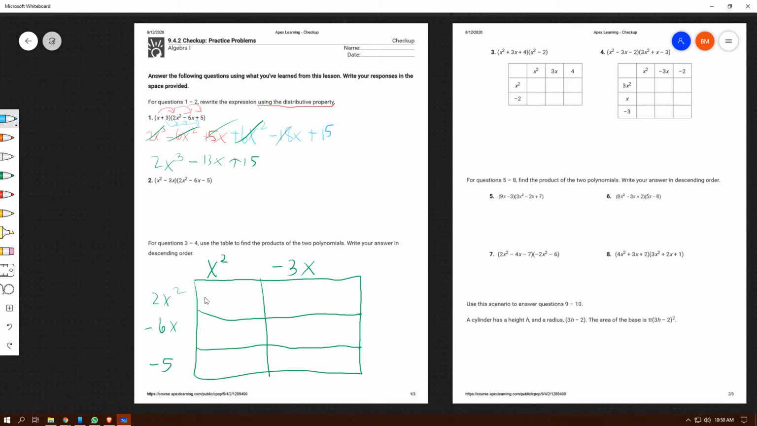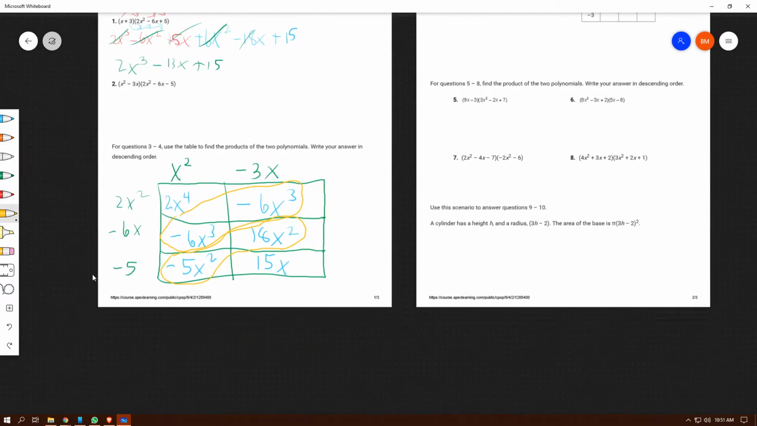All right, and now let's multiply. 2x squared times x squared is going to be 2x to the 4th. 2x squared times negative 3x is negative 6x cubed. Negative 6x times x squared is negative 6x cubed. Negative 6x times negative 3x will be a positive 18x squared. X squared times negative 5 is negative 5x squared. Negative 5 times negative 3x is a positive 15x. And check it out, diagonally I have like terms.